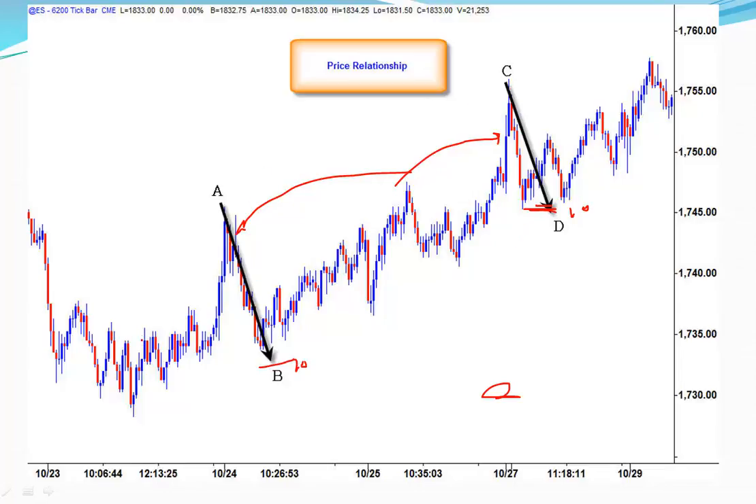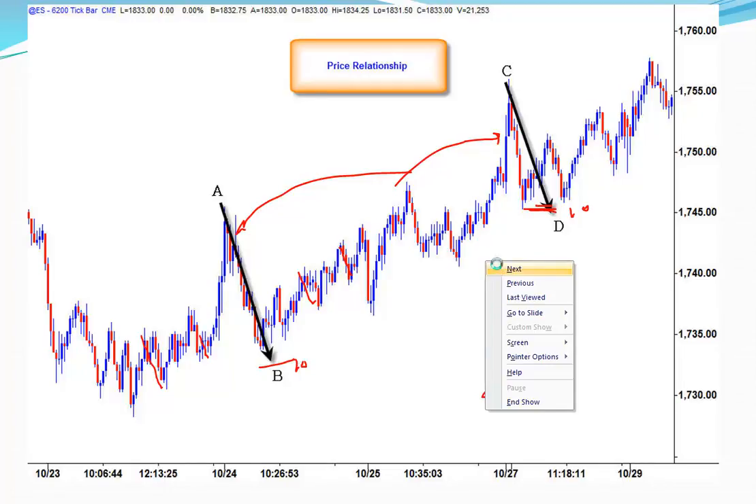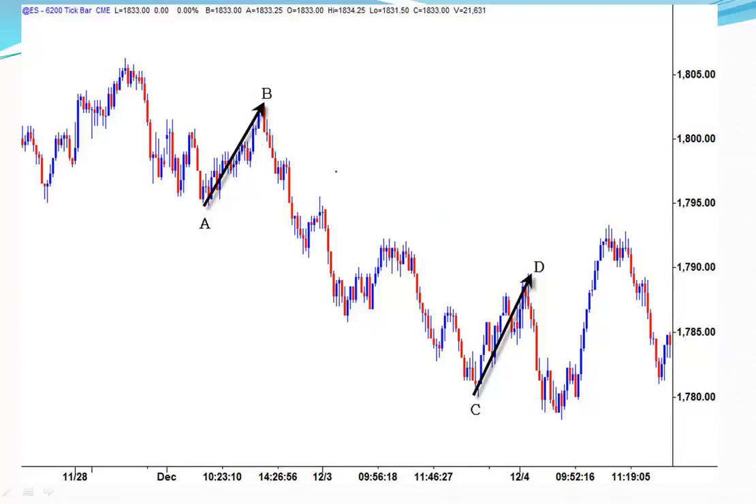Now, in a trending market, you'll see many times you'll have these same type of little relationships, those A to B, C to D relationships that we look at. And in a downtrend, the same thing holds true. You have your A to B, C to D. In a trending market, we tend to look at this, and this works out to be more of an Elliott.